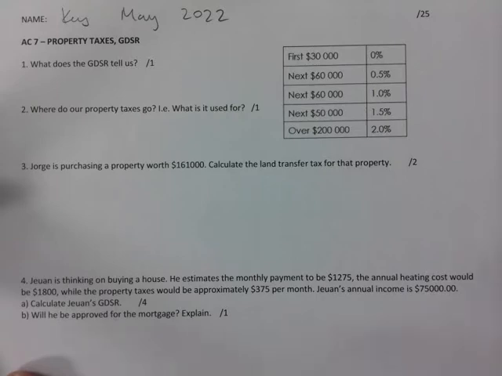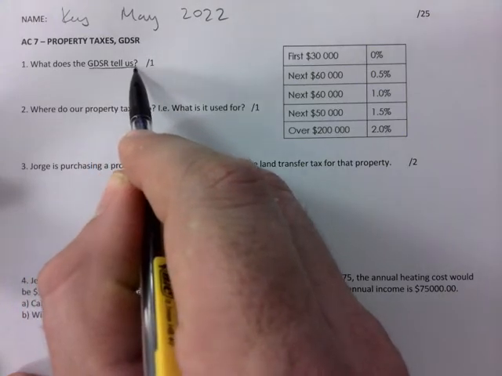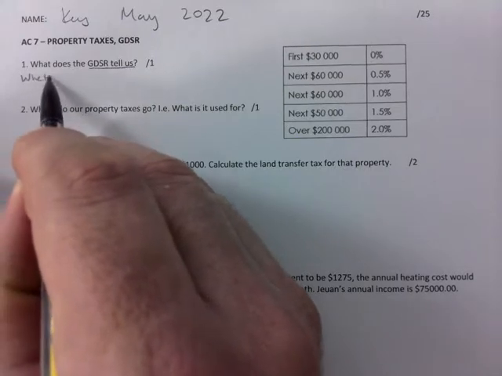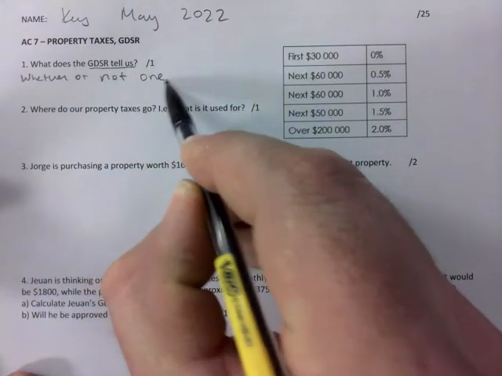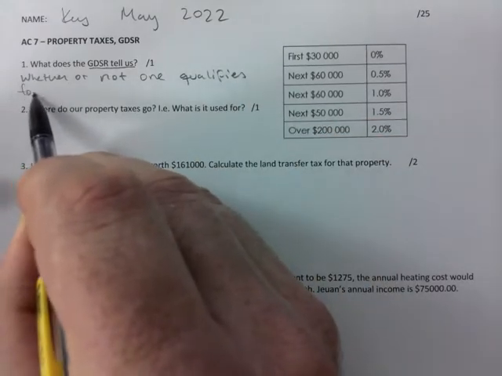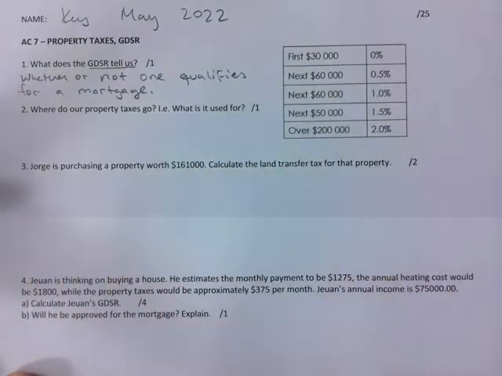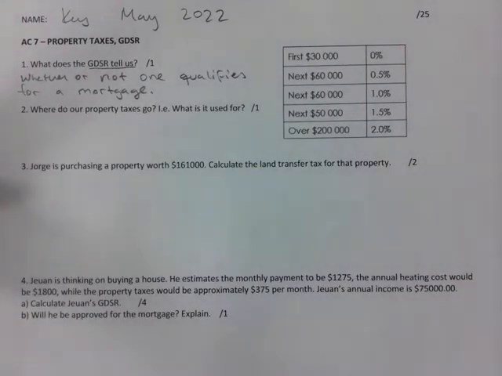Okay. What does the GDSR tell us? It tells us whether or not one qualifies for a mortgage. Basically, it's a percentage, and when calculated, it will tell us whether or not one qualifies for the mortgage.